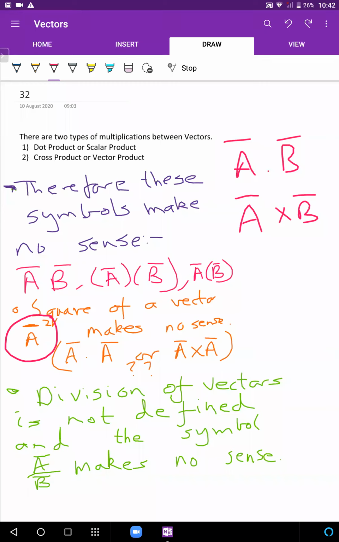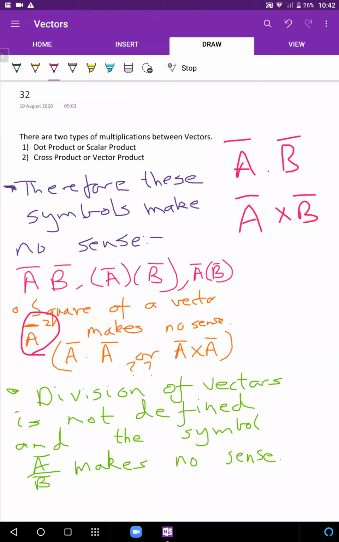Similarly, do you think this makes sense? The square of a vector, should it make sense? A bar squared. Everyone knows square means multiplying with itself, but how do we multiply with itself? Do a dot product with itself or a cross product with itself? We don't know, right? Therefore, that symbol also makes no sense. Are you guys following what I'm trying to say?